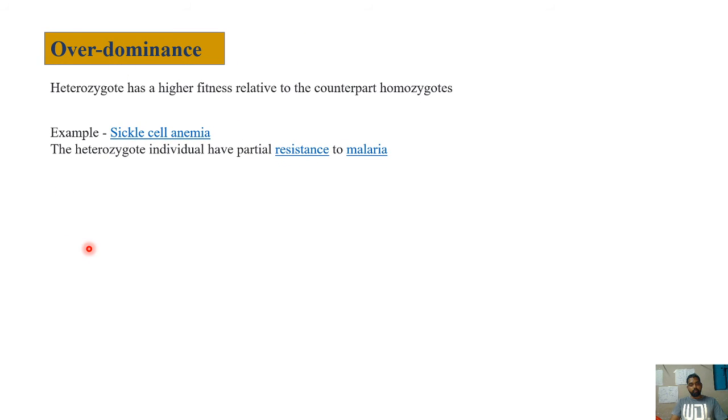Sometimes when you have three different types of genotypes, that is capital A capital A, capital A small a, and small a small a, the heterozygous has higher fitness relative to the counterpart homozygotes. This is the heterozygous one, and these are the homozygous genotypes. This one has some kind of fitness advantage over the homozygotes.